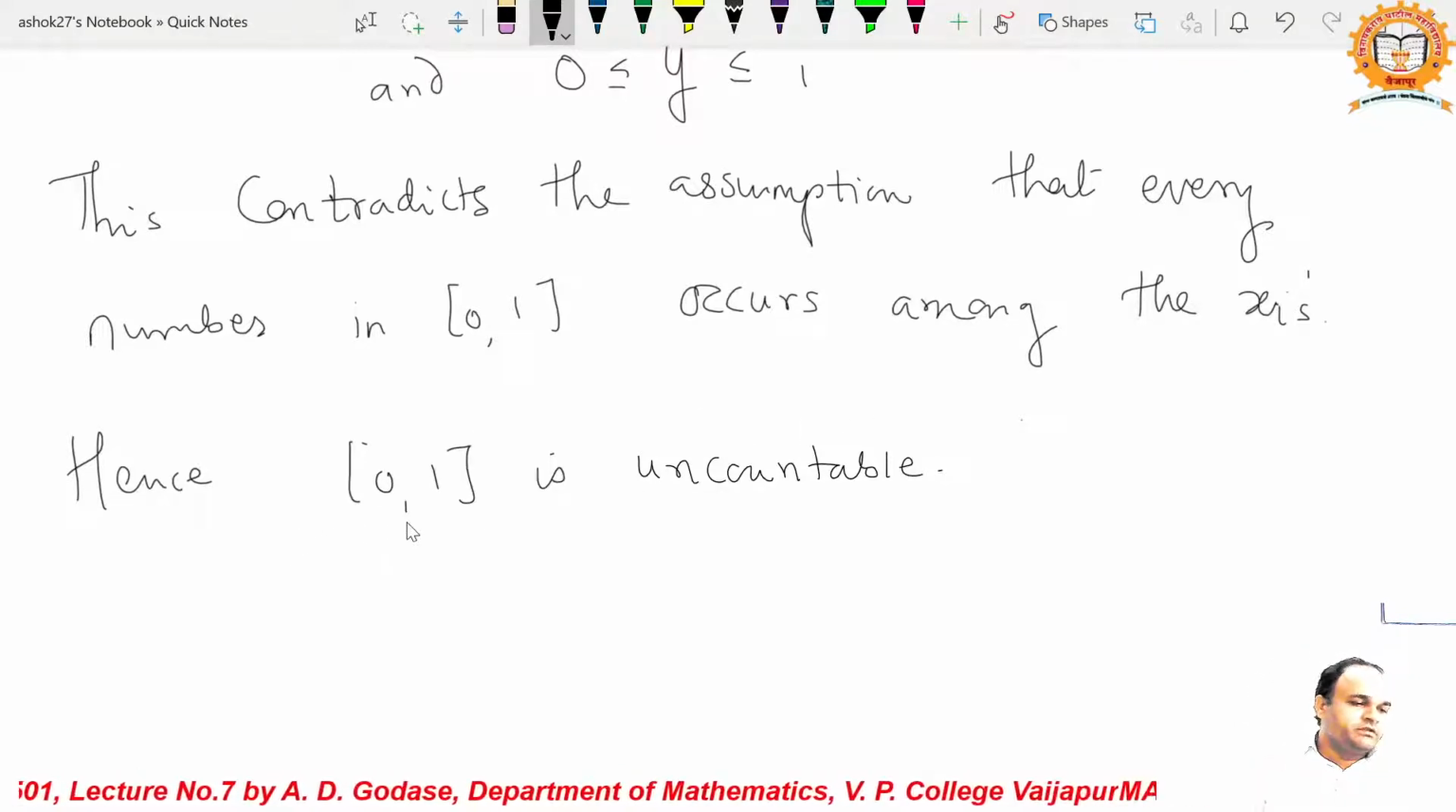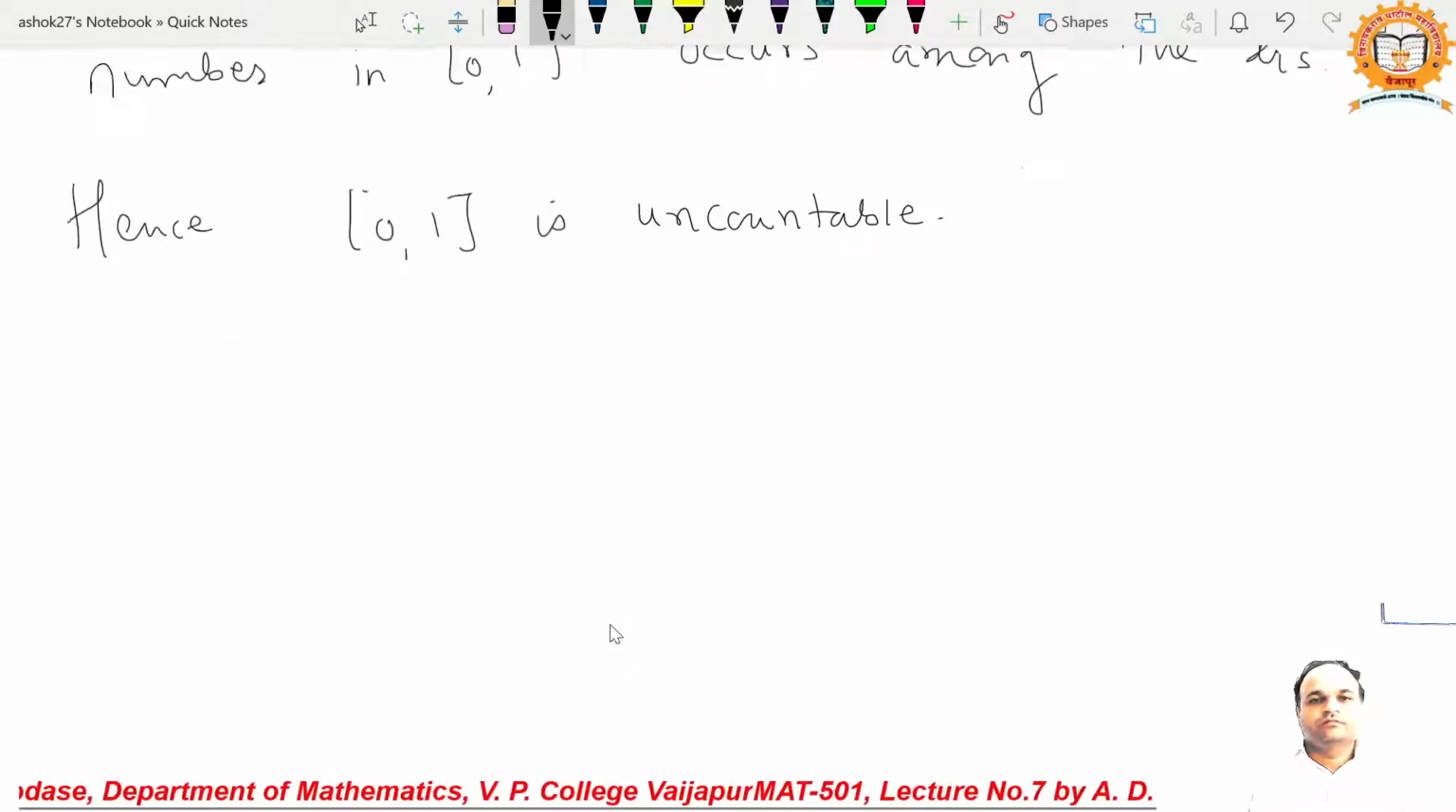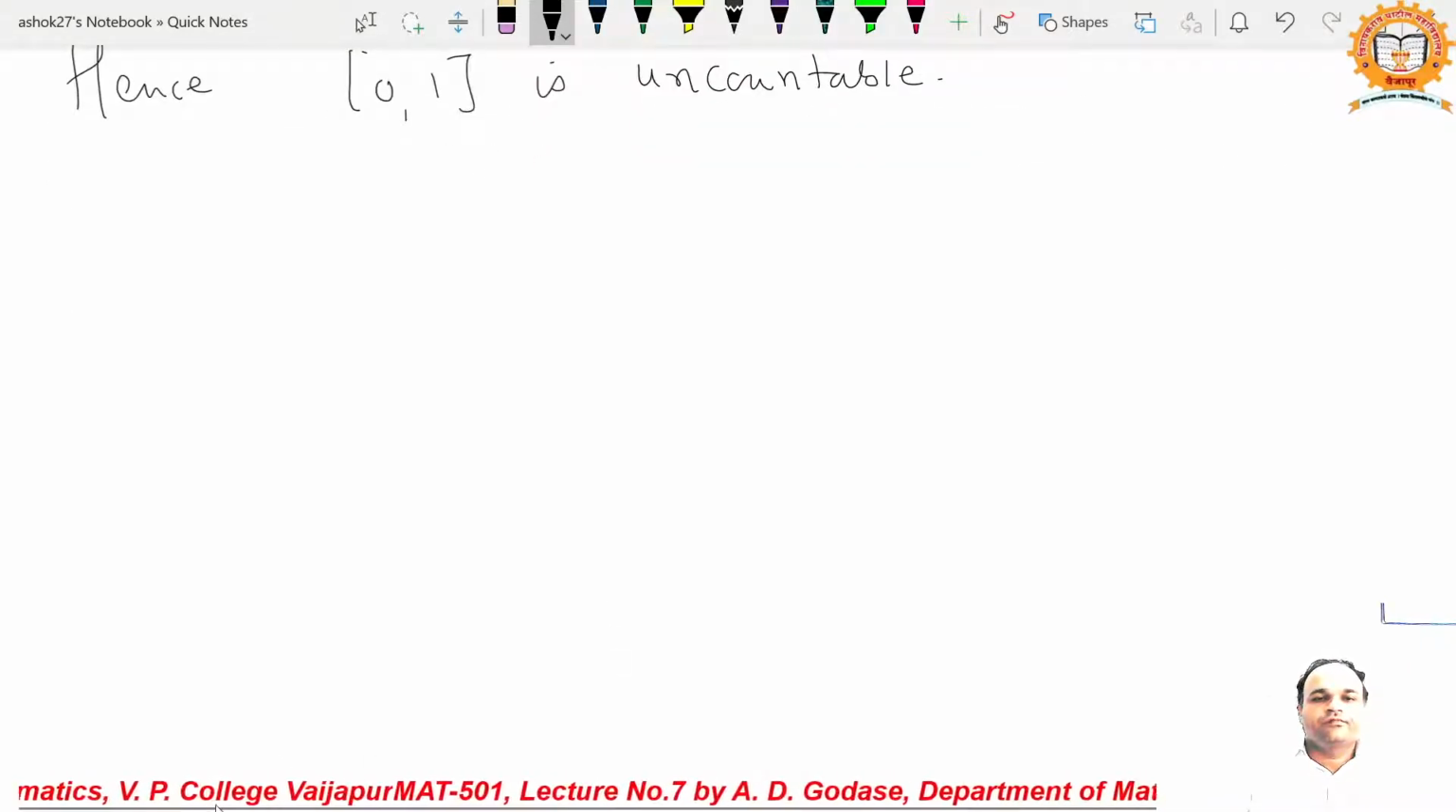So next, a corollary to this theorem. What is the corollary?